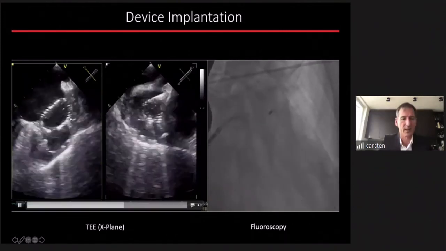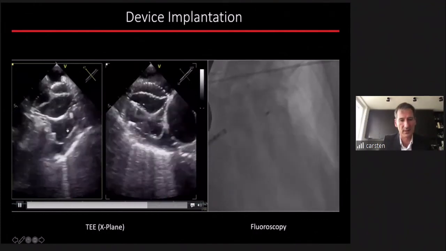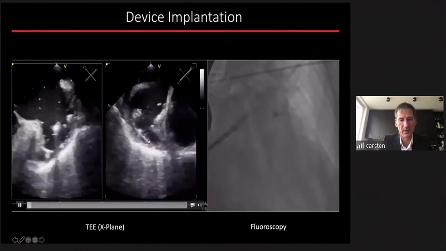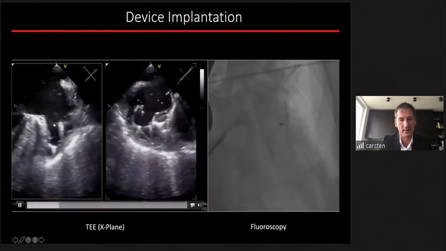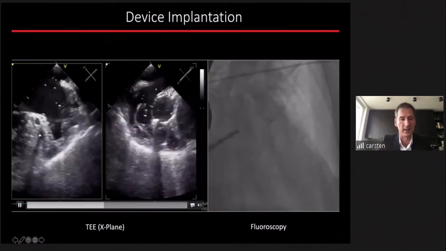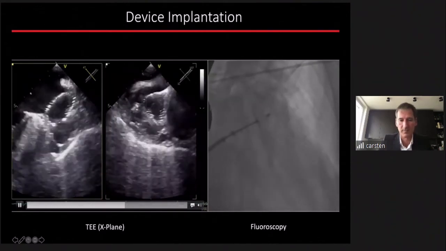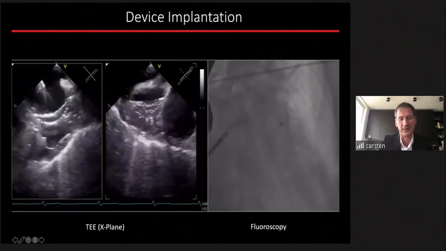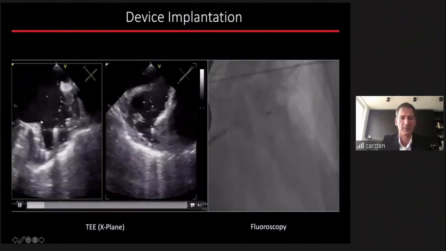And here, now you develop the disc. Here is the umbrella anchored within the LAA, and the disc then additionally seals the LAA ostium. And you can appreciate the membrane in the disc. That's the second membrane of the device.